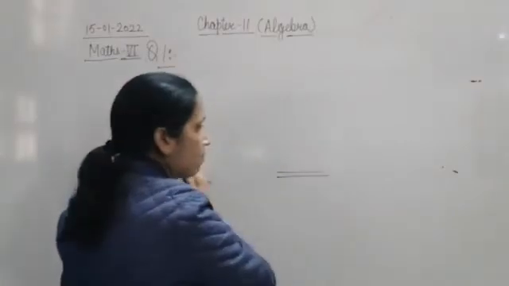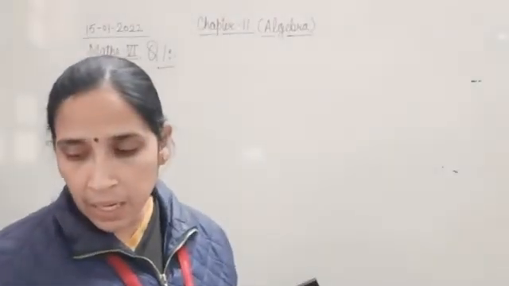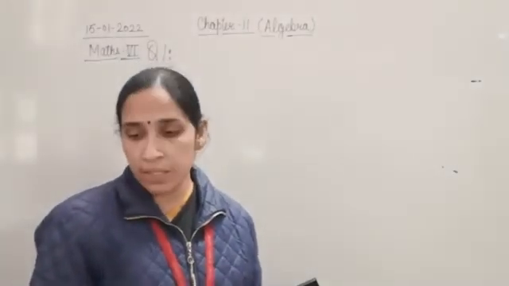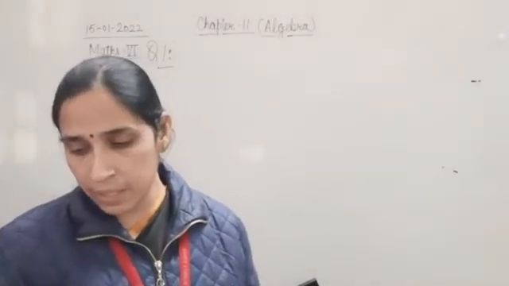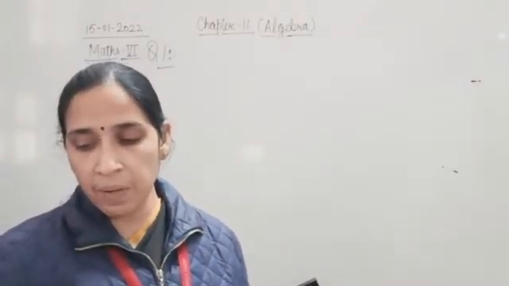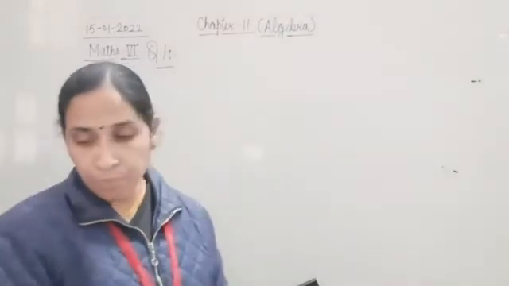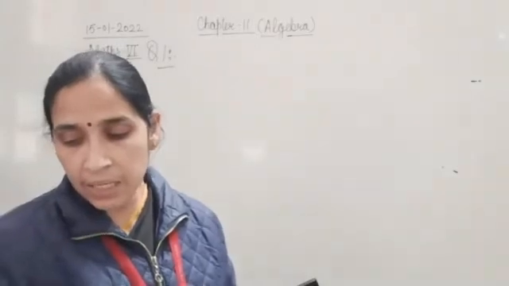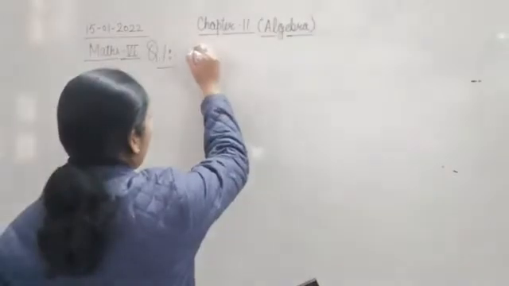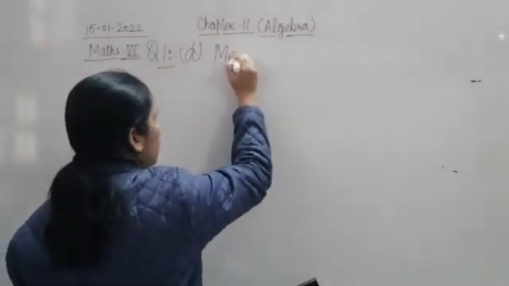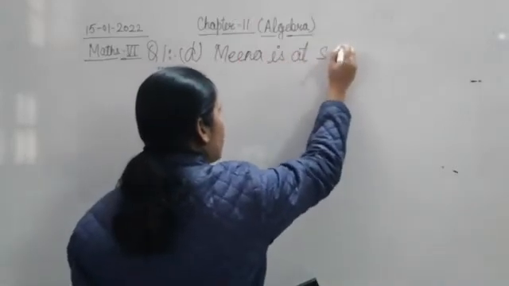D part of the same question. D part: Meena, Beena and Leena are climbing the steps to the hilltop. Meena is at step S, Beena is 8 steps ahead and Leena is 7 steps behind. Now Meena is at S step.